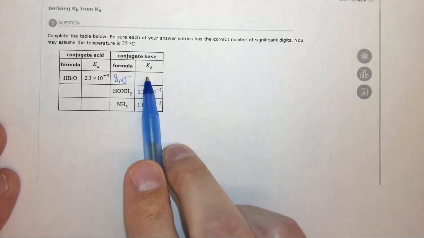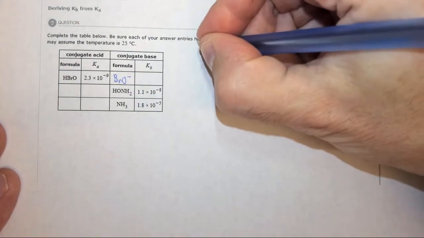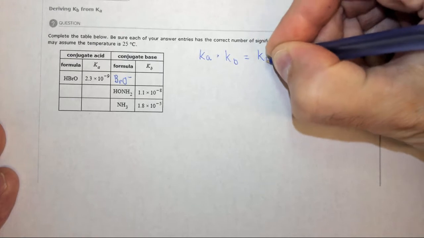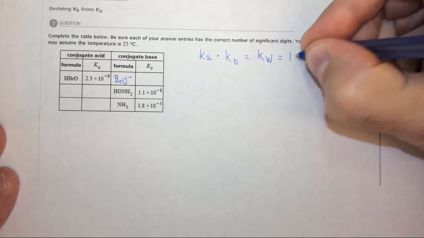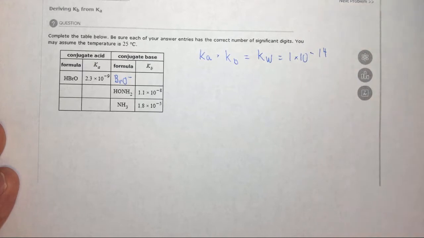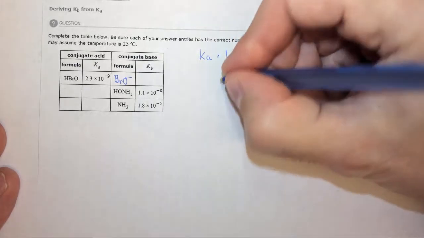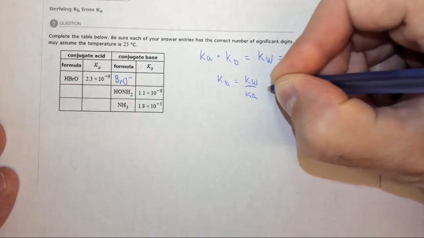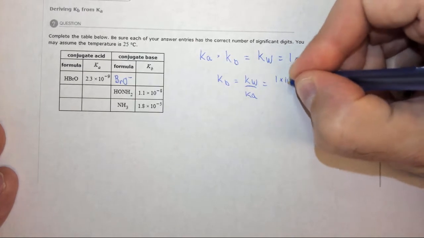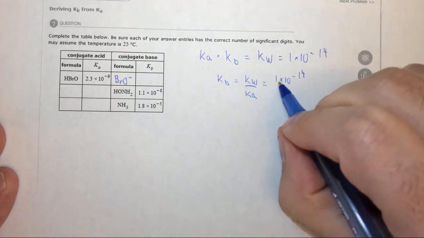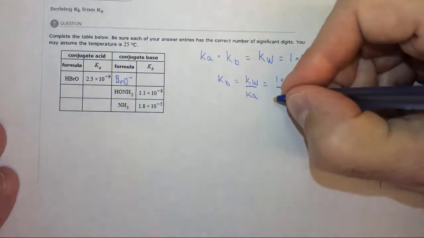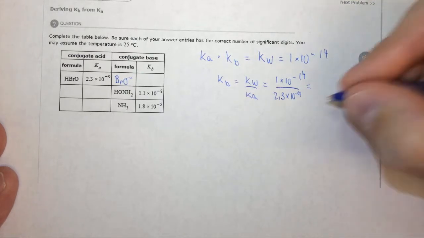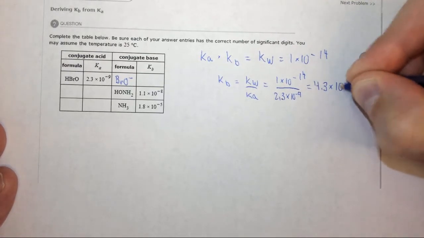Now we need to find the Kb of this. Well, to do that, we need to remember that Ka times Kb equals Kw, and Kw is 1 times 10 to the minus 14. So we can rearrange this equation, which is Kb equals Kw divided by Ka. Plugging in, Kw is 1 times 10 to the minus 14, and again, I consider this as significant figureless, divided by 2.3 times 10 to the minus 9. When you do the math, you find that it's 4.3 times 10 to the minus 6.